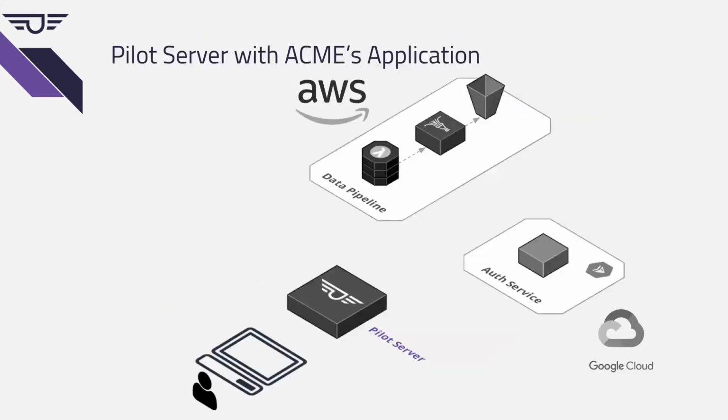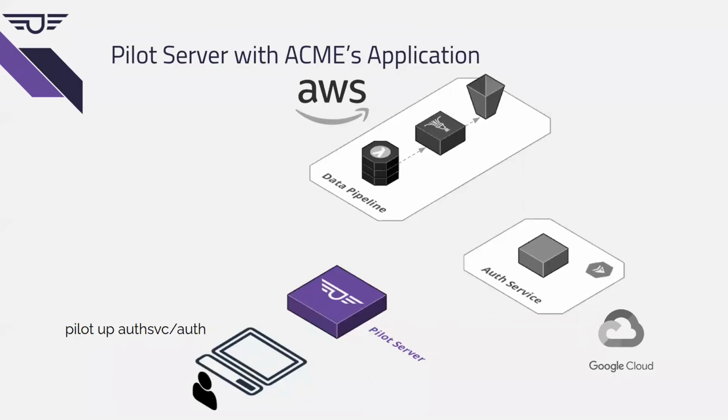Now, let's assume that ACME already extracted both services into their own applications and are ready to deploy to AWS and Google Cloud. The first thing they need to do is provision the Pilot server. It's the core of Pilot, and it's what we'll be deploying our applications to. Once that's done, all they have to do is call a single command, pilot up, which will deploy a service into its desired cloud provider.